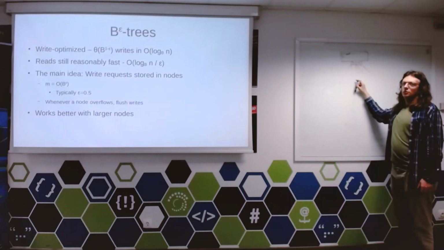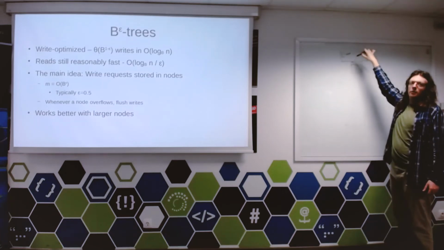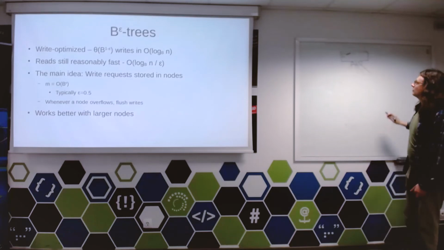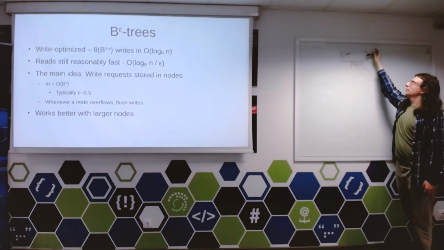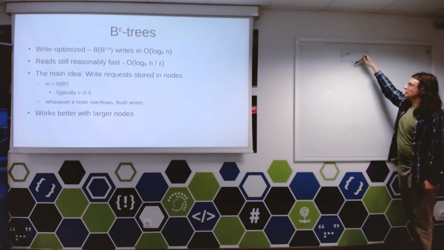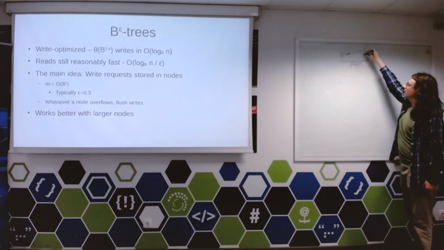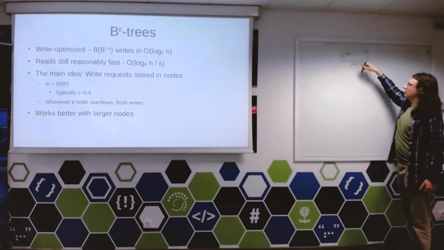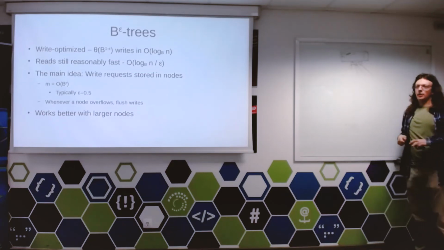So you do lots of writes at the same time by just putting them in the root node and dealing with them eventually. But eventually the root node will overflow. You won't be able to put any more writes in it. So what you do is you pick the child that has the largest number of writes pending for it. So let's say it's this one. You pick all of the writes that have to go to this child, remove them from the root node, and propagate them all at the same time with a single I/O.